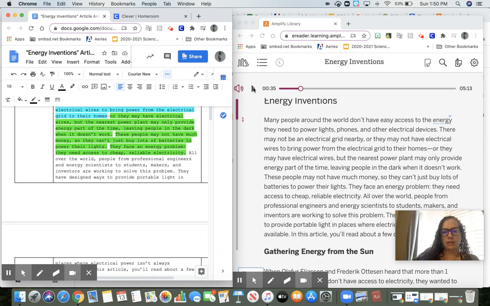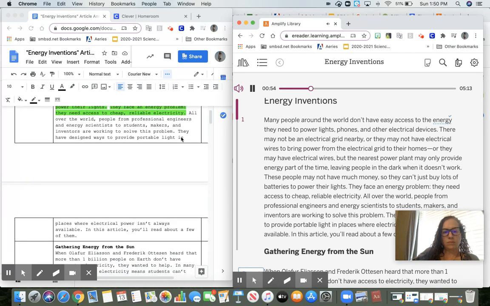So let's let them keep reading too. They need access to cheap, reliable electricity. All over the world, people from professional engineers and energy scientists to students, makers, and inventors are working to solve this problem. They have designed ways to provide portable light in places where electrical power isn't always available. In this article, you'll read about a few of them.